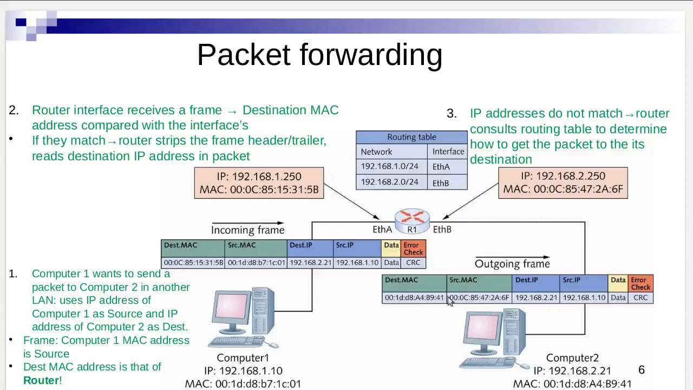So if you take a look at this, hopefully you can read this. The source MAC address is 000C85472A6F, which is the MAC address of the Ethernet B interface. The destination IP address is the IP address of computer 2. That's directly from here. The source IP address is the source IP address of computer 1.